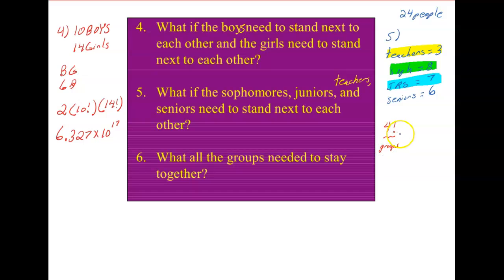Then we need to consider the teachers. Well, the teachers could be rearranged 3 factorial ways. I'll put T for teachers. The sophomores could be arranged 8 factorial.